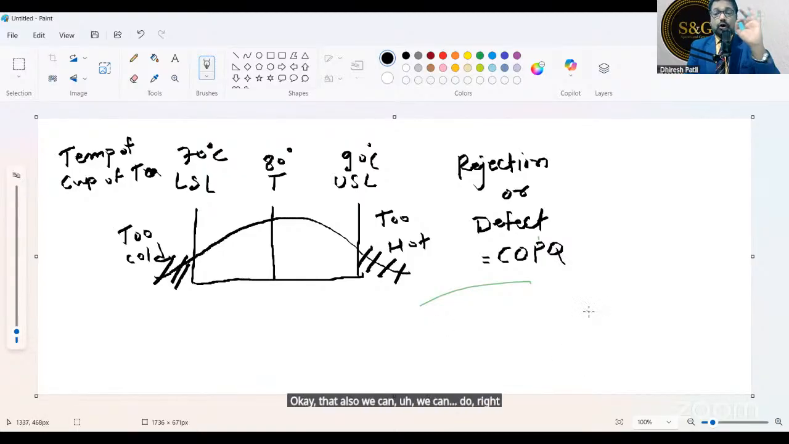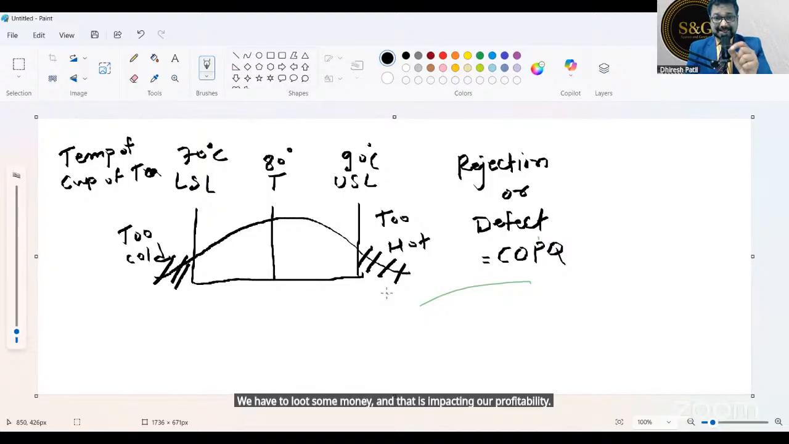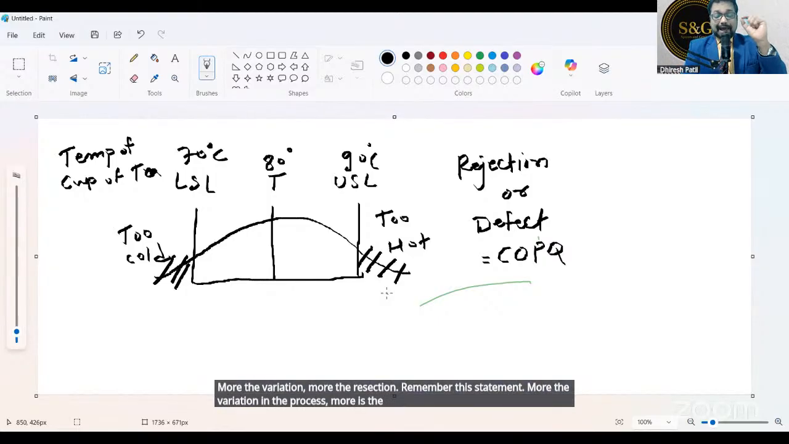COPQ means cost of poor quality. So understand this. Whatever is rejected is directly scrapped or reworked. In both cases, we lose some money, and that is impacting our profitability. That is the reason we are losing cash on the table. More the variation, more the rejection. Remember this statement: more the variation in the process, more is the rejection. And that is the reason we measure how much the variation is, and that is measured with the help of sigma.